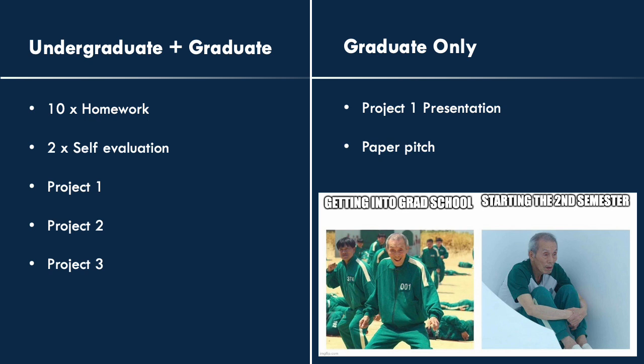For both undergraduates and graduates, there will be 10 homework assignments throughout the semester. There'll be 2 self-evaluations that I just mentioned, the mid-semester and the final one. And then there's 3 separate projects, 2 written assignments and 1 oral assignment. For the graduate students, because they are much more advanced, they have 2 extra assignments. One of them is a presentation for the first project, and the second one is a paper pitch, which is essentially something you would write to a high-impact journal if you are trying to submit your paper there.